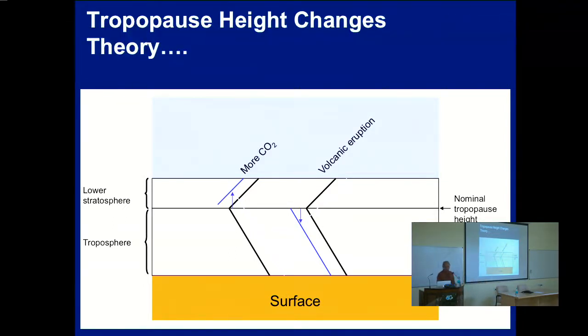Again, some colors are missing. So here I have my nominal temperature profile, right? So then I increase CO2. So my stratospheric temperature decreases, right? But my tropospheric temperature increases. Previously, this was my tropopause height, and now this is my tropopause height.